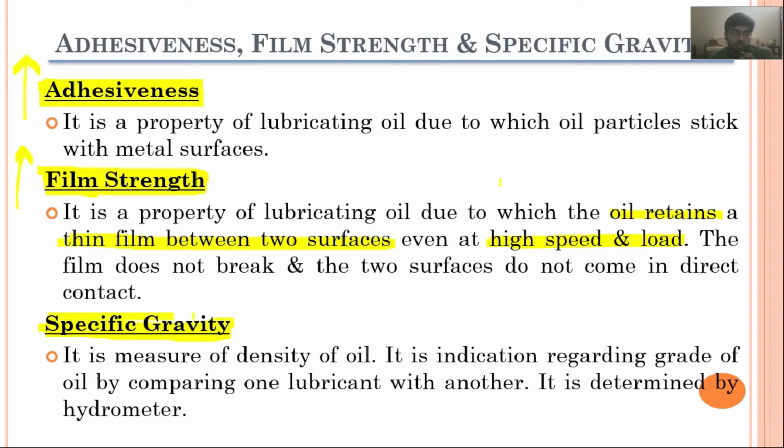Okay, next property is specific gravity. Specific gravity is generally directly measured with the density of the oil. It is an indication regarding the grade of the oil by comparing one lubricant with another, and it is determined by the hydrometer. Hydrometer is that equipment which is used to determine the specific gravities. So that's all about the different desirable properties of the lubrication oil.